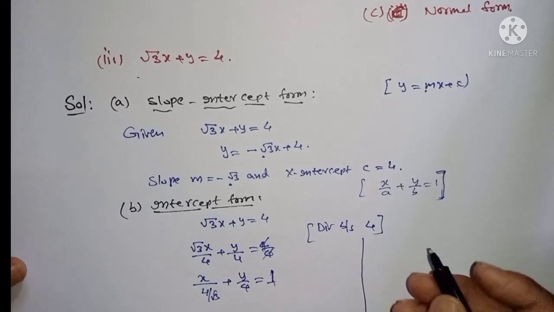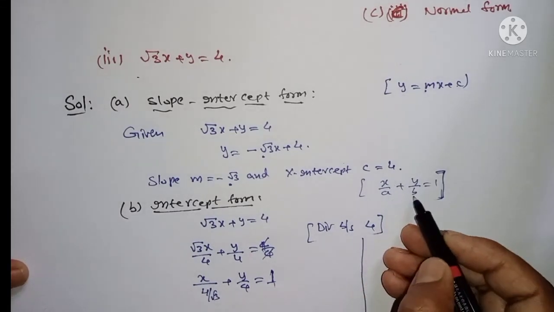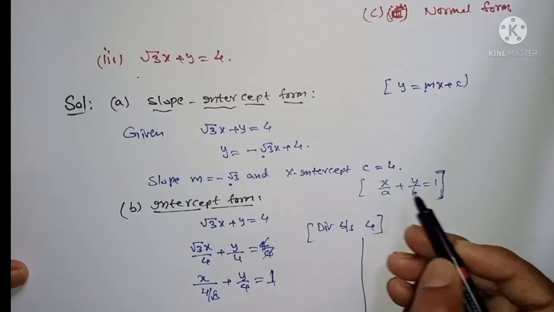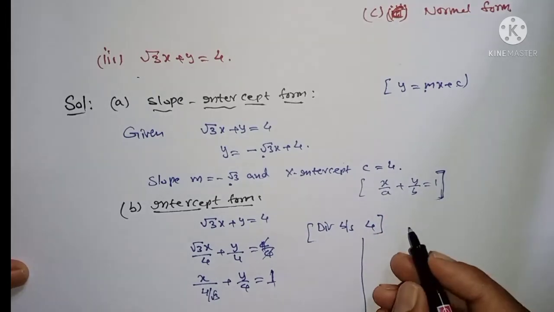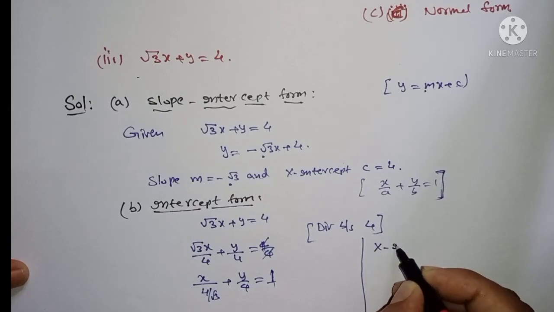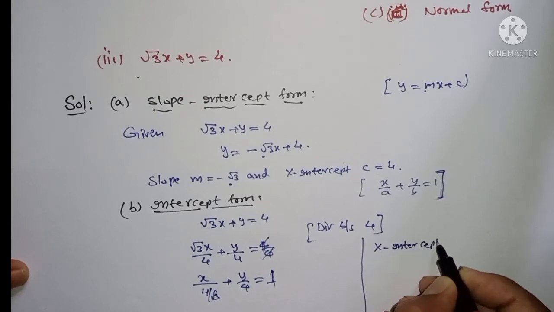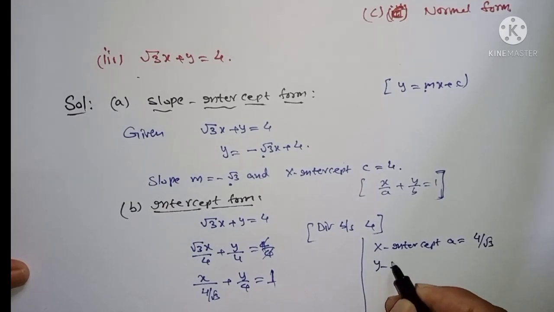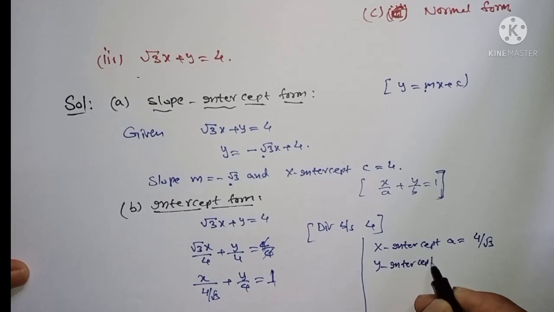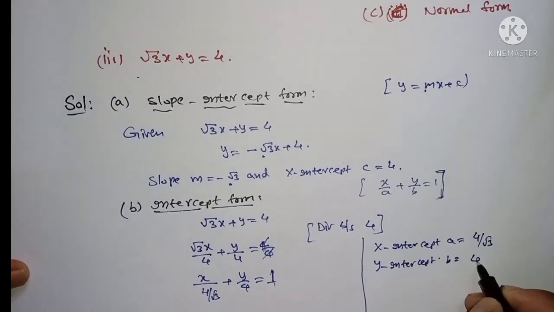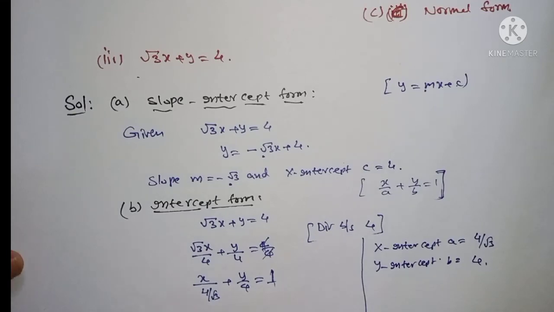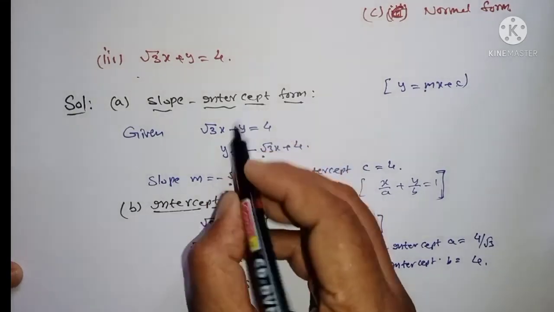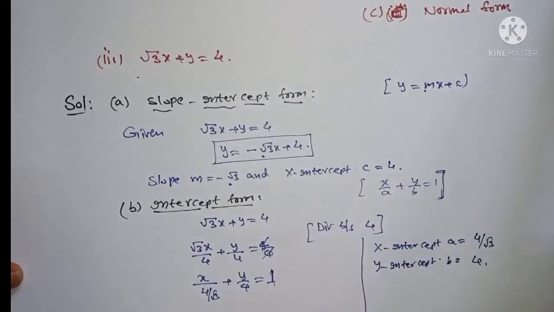This is the form x by a plus y by b is equal to 1. a is the intercept of x, b is the intercept of y. Therefore the x intercept is a is equal to 4 by root 3 and the y intercept is b is equal to 4 only. This is the second one, the intercept form. The first one was the slope intercept form, and this is the intercept form. It is completed. Next, go for the last one, the normal form.